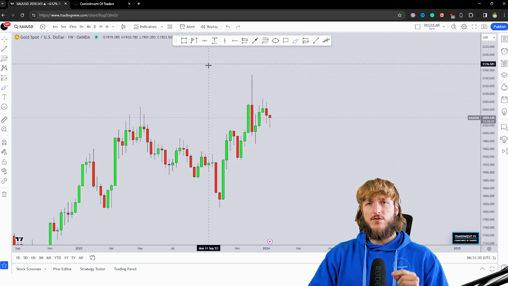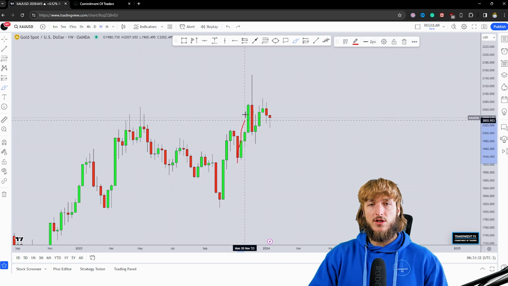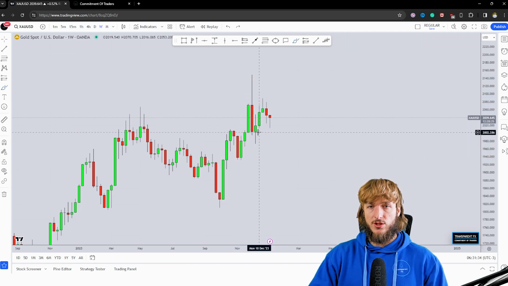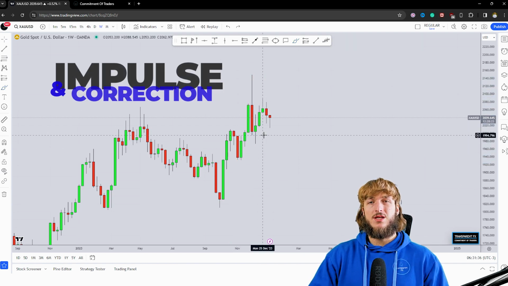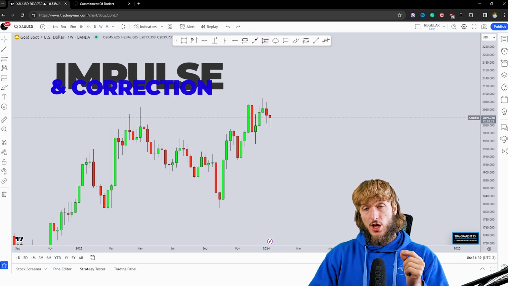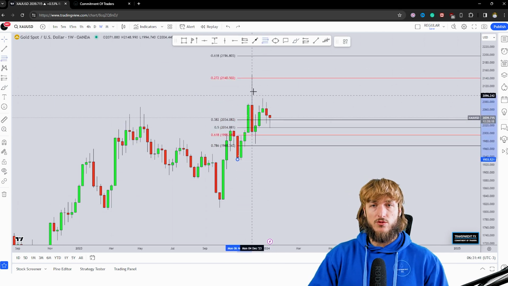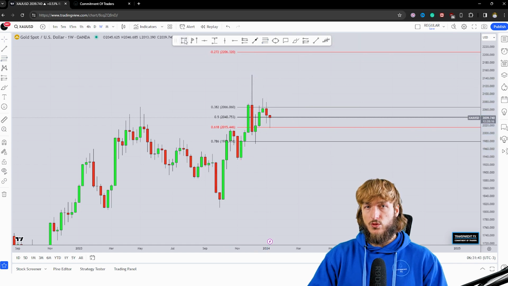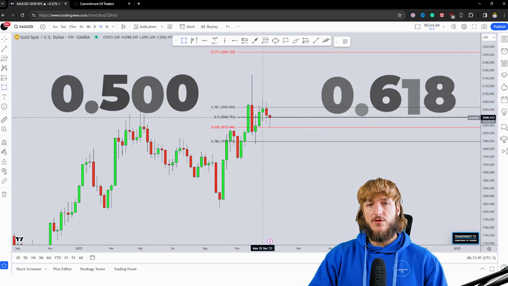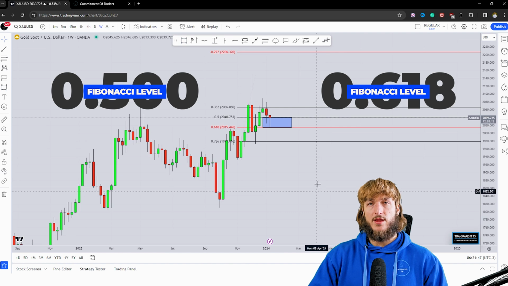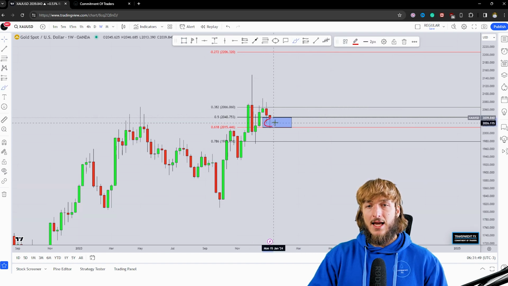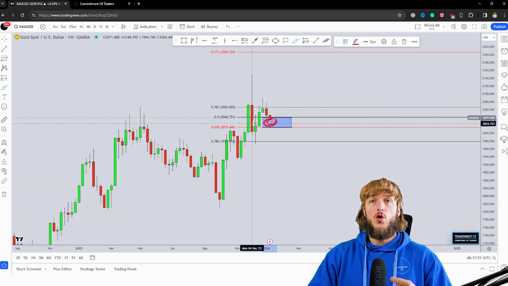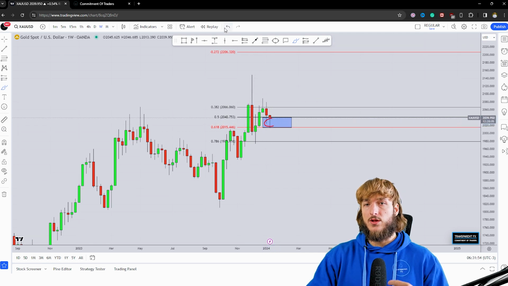We can also notice that from a pattern standpoint, we have a very clear impulse followed by this correction. Now, in general, after an impulse, if you want to measure the correction, you have to take your Fibonacci from the low to the high of the impulse leg. And if we do that, we can see how we have the 50% and 0.618 Fibonacci retracements lining up exactly inside of this area, which the market is in fact currently testing.